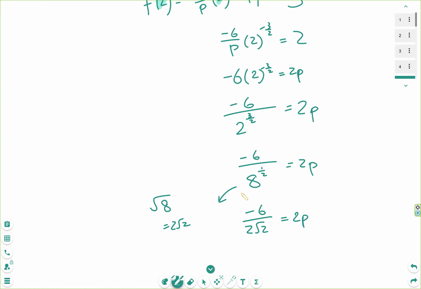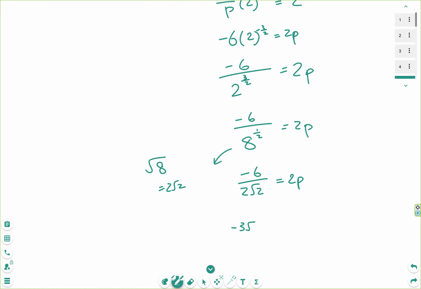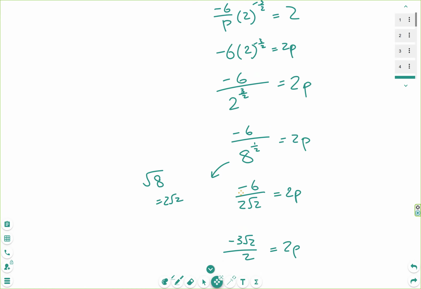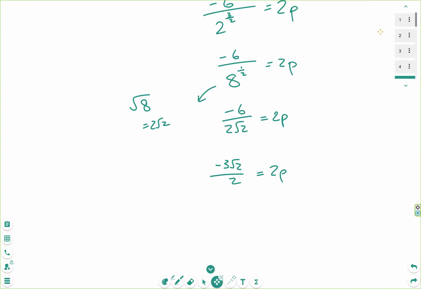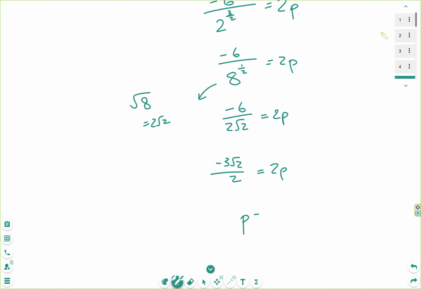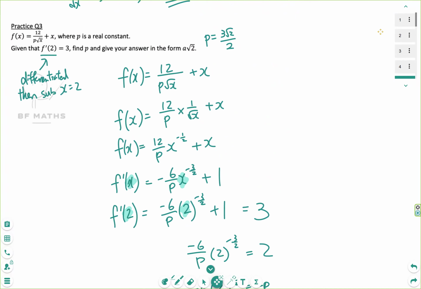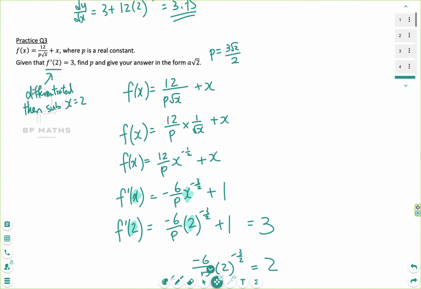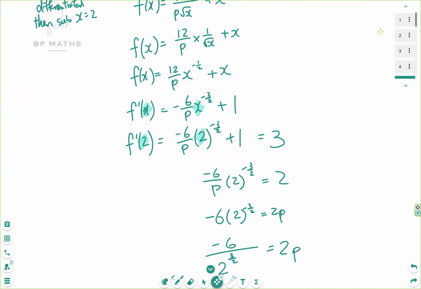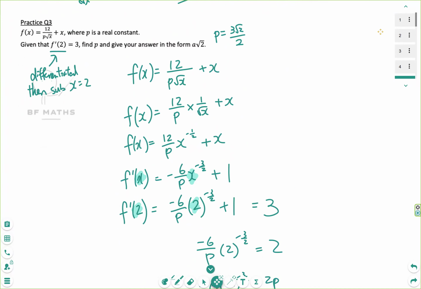Then I'll simplify the negative 6 over 2 root 2 in the calculator, and it gives me negative 3 root 2 over 2 equals 2p. And then the whole thing divided by 2, I get p equals minus 3 root 2 over 4, which is different to my answer at the beginning. Let me just check my working out. Plus 1 equals 3, so I bring it minus 2. Yep, I don't see anything wrong in here. So I actually made a mistake in here.